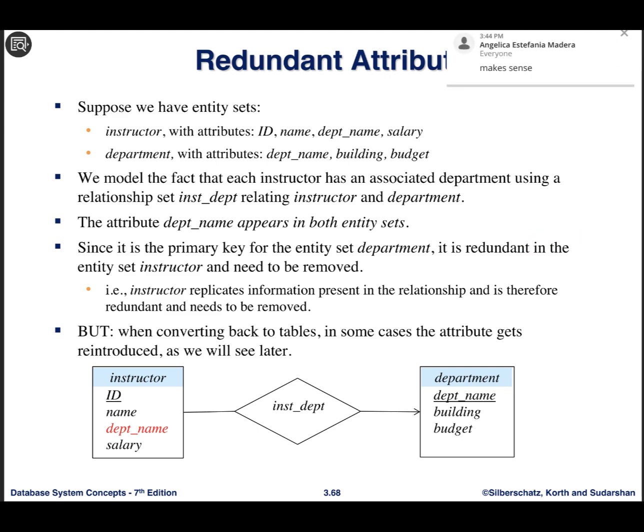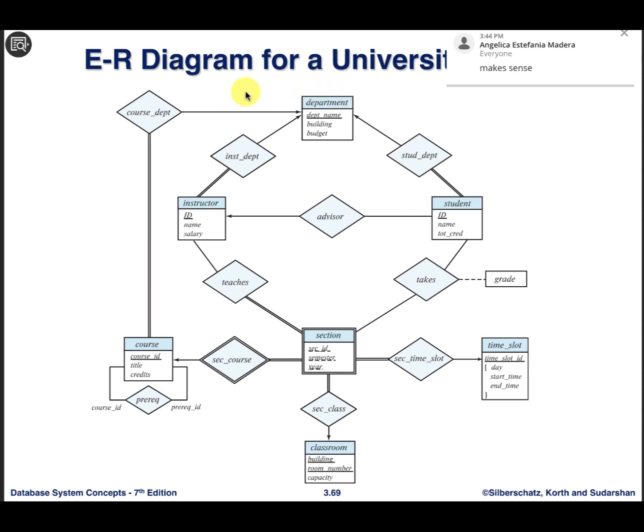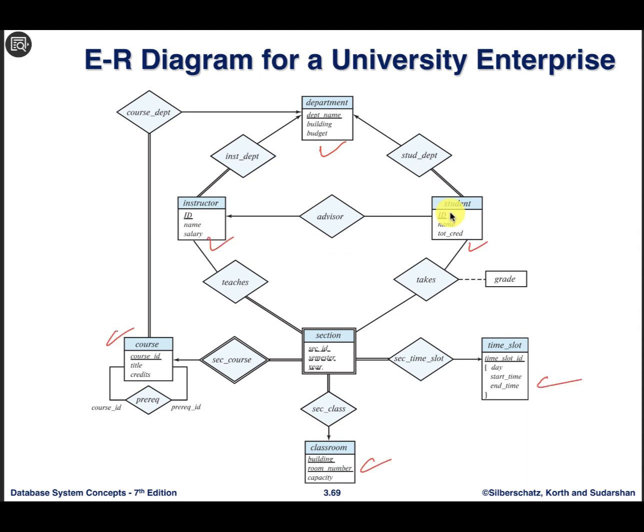Okay, great. So now what we have, we're going to end up with something like this. If you take a look here, you have a department, an instructor, a student, and so on. Those are the strong entity sets. So this is strong, this is strong, this is strong, this is strong, this is strong, this is strong, and this is strong. Sorry. Okay? And those diamonds are the relationship sets, right?